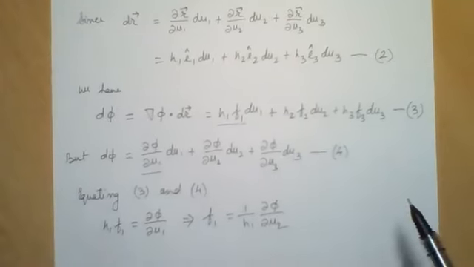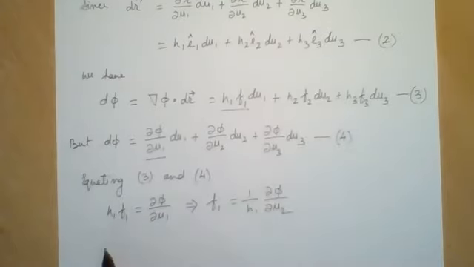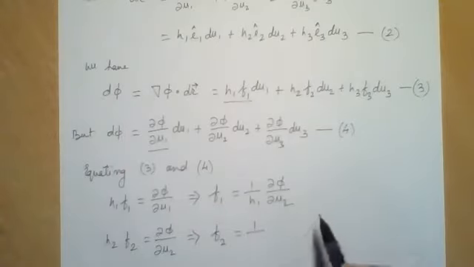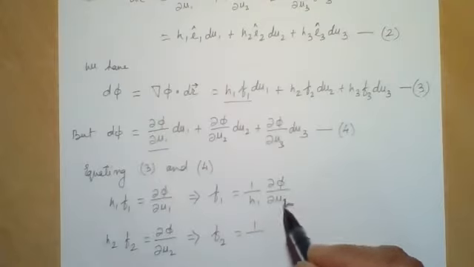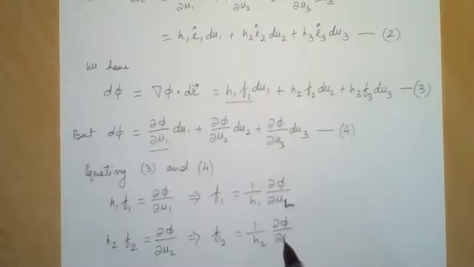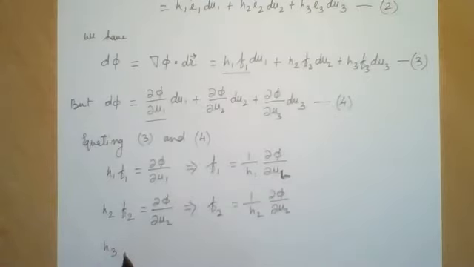Next, let us compare the coefficient of du2 from equation 3 and equation 4. So we have h2 f2 equal to del phi by del u2. This implies f2 would be 1 by h2 del phi by del u2. Similarly, h3 f3 equal to del phi by del u3. This implies f3 equal to 1 by h3 del phi by del u3.